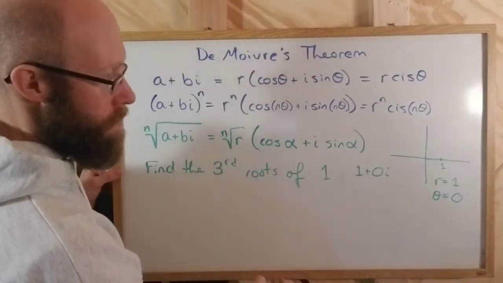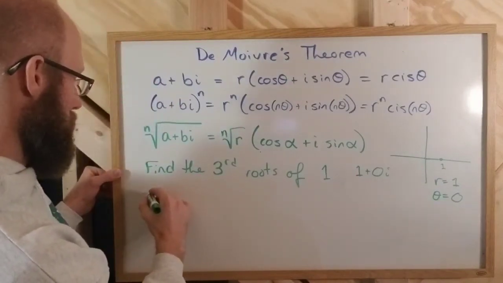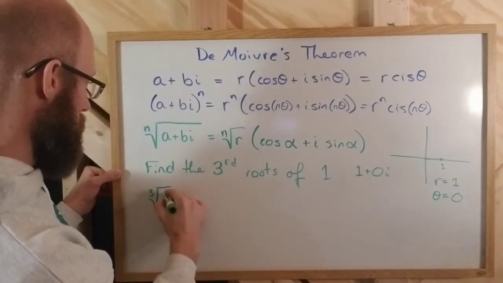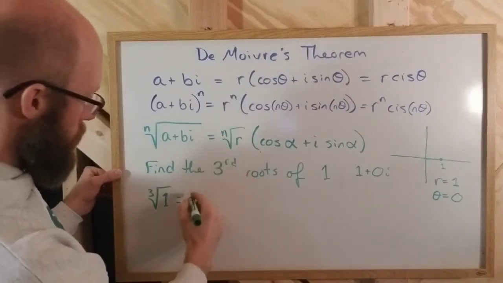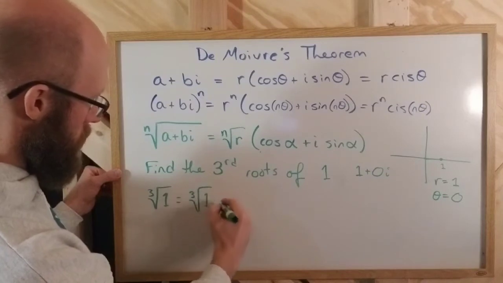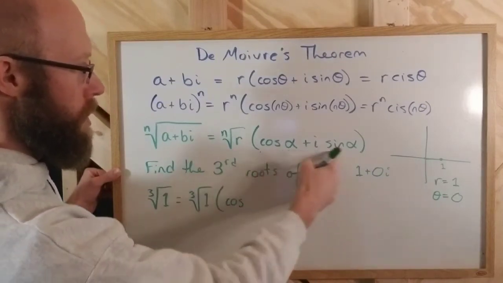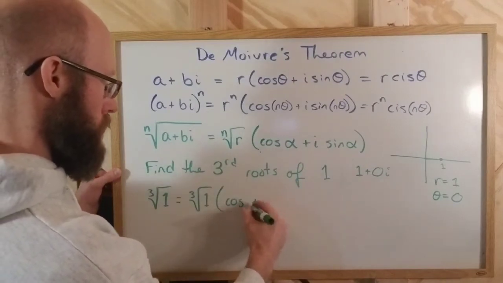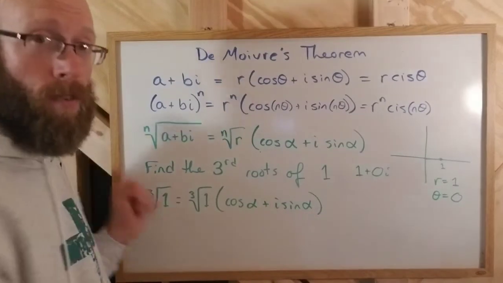So the first root: the third root of 1 is equal to the third root of my radius times the cosine of alpha plus i sine of alpha. So now I've got to figure out what the alphas are.